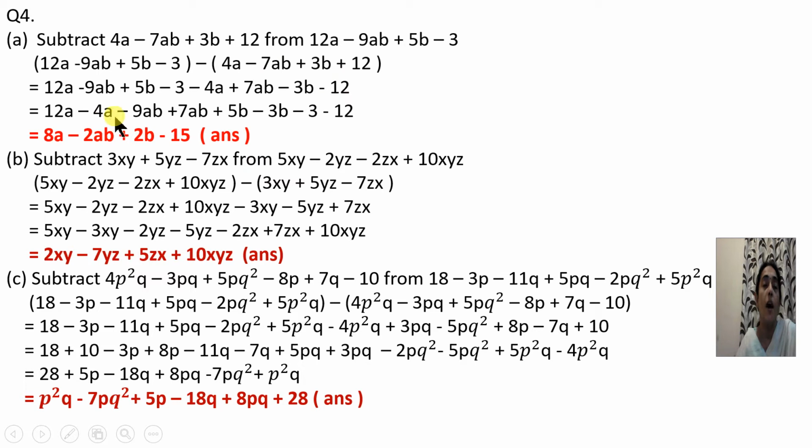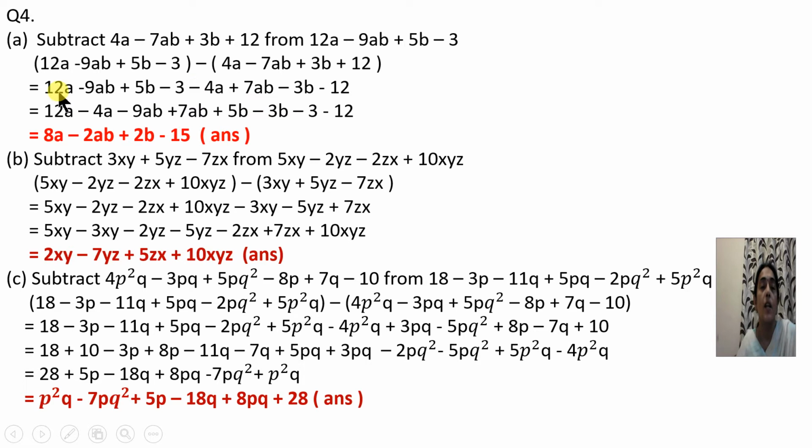So now after that, I will collect the like terms. So the like term of 12a is minus 4a. So I write down 12a minus 4a. Is there any other term with a? No. Now 9ab. Is there a term with ab as the variable? Yes. Plus 7ab. So minus 9ab plus 7ab. The next is 5b. Which is the term? Just see. Minus 3b. So minus 3b. Minus 3 and minus 12.